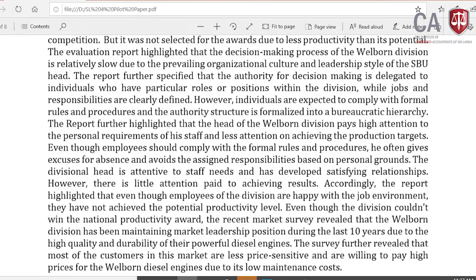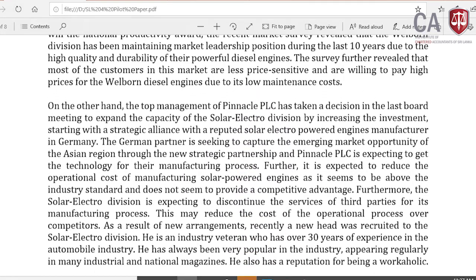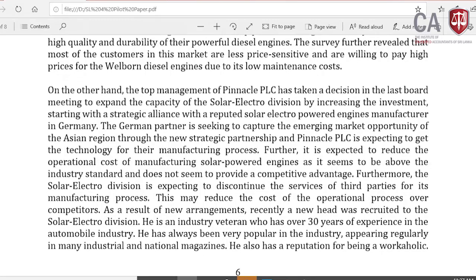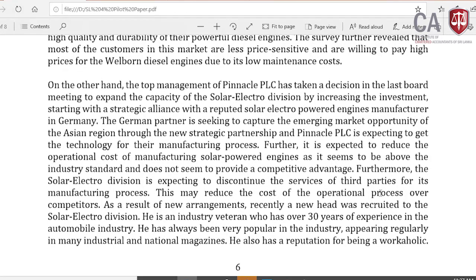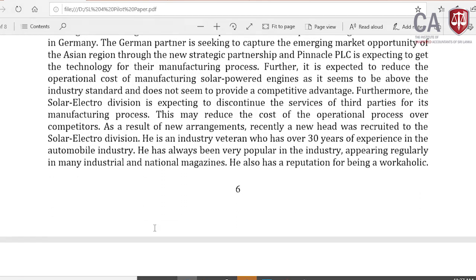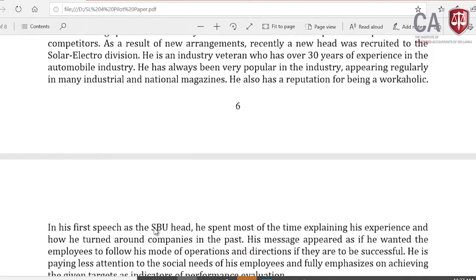Then what is the other division he is testing? Solar Electro. What about the leadership style? Some of the information given: as a result of a new arrangement, recently a new head was recruited to the Solar Electro division. He is an industry veteran who has over 30 years of experience in the automobile industry. He has always been very popular in the industry, appearing regularly in many national industrial magazines. He also has a reputation for being a workaholic.